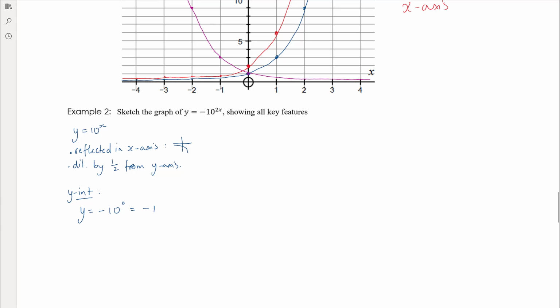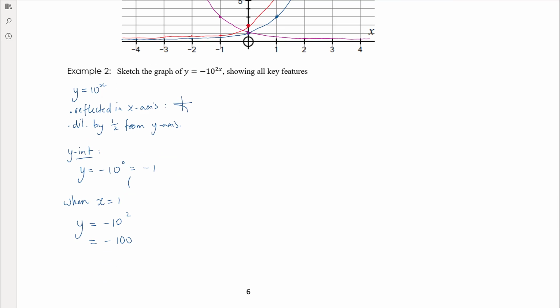We're going to need another point. So perhaps we'll have a look at when x equals 1, for example. We're going to get y equals -10 to the power of 2. So that is -100. So we've got (0, -1) for our y-intercept, and (1, -100). So it's going to be difficult to show that scale precisely, but we do want to get the sense that the graph gets steep very quickly. Our asymptote hasn't moved. The only thing that would move the asymptote would be translation up or down. So the x-axis is still our asymptote, so we don't need to draw in anything separate.